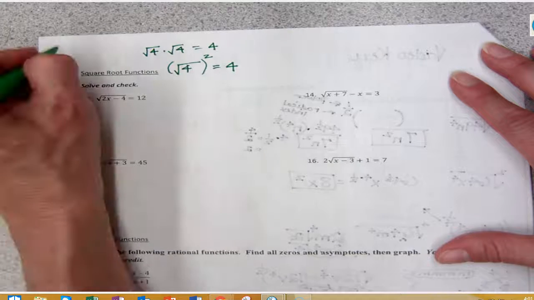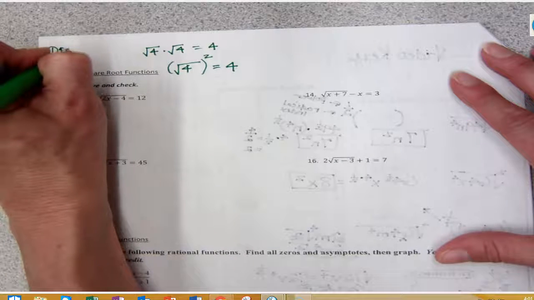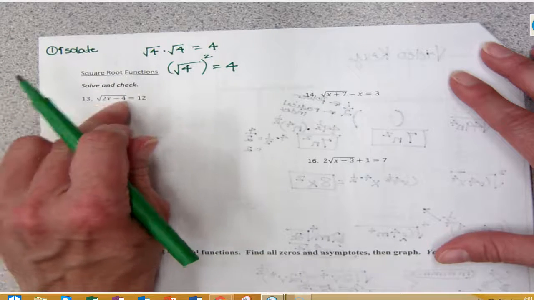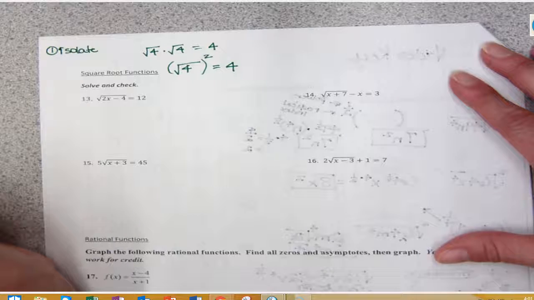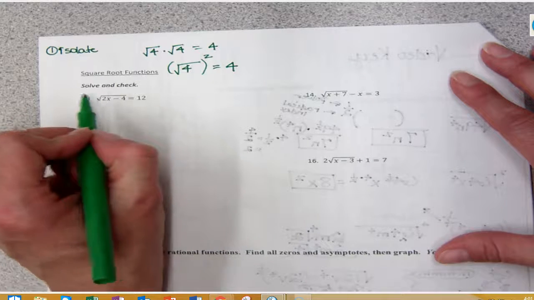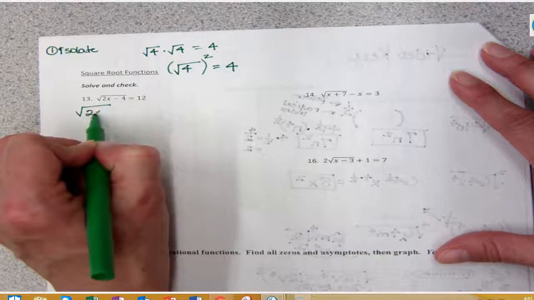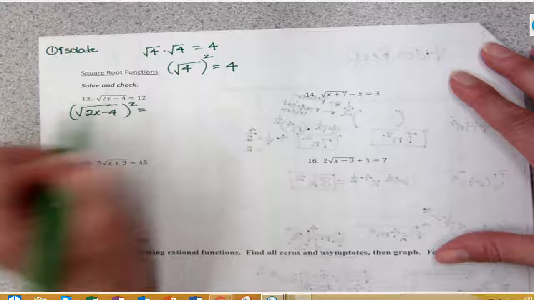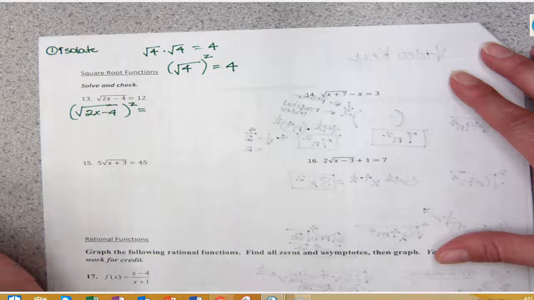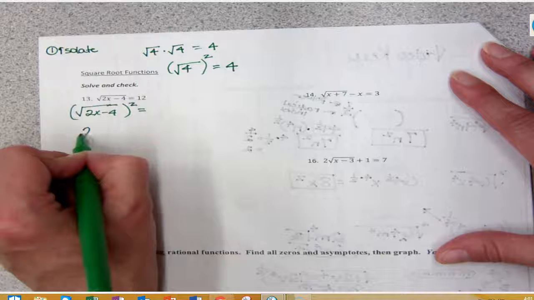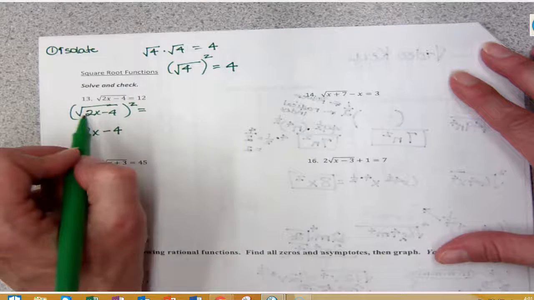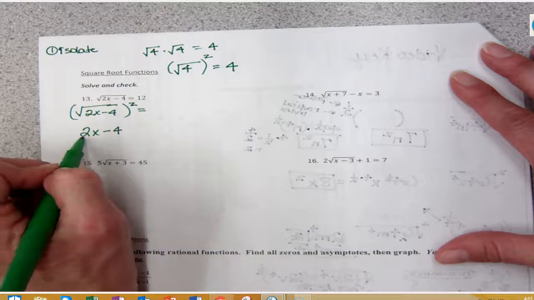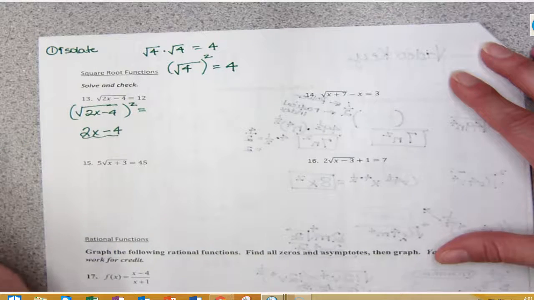But before you do that, you need to make sure you isolate it. So isolate your square root, which means that this is the only thing on that side. In this case, it already is, so we're good. So if we take 2x minus 4 and raise it to the second power, we're going to get 2x minus 4, because the square root of 2x minus 4 times the square root of 2x minus 4 will give us 2x minus 4. That is why we're doing it.